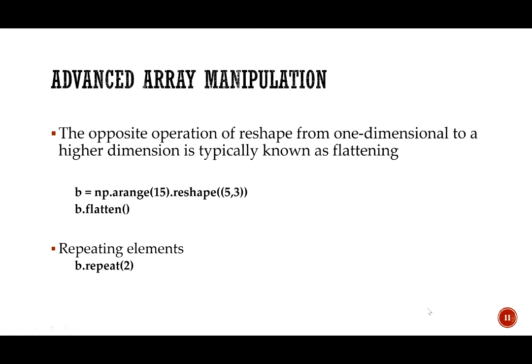Another useful method is flatten. The opposite operation of reshape from one-dimensional to a higher dimension is typically known as flattening. It means that it collapses all elements into one single array. So let's say we use the arange function with 15 elements, and then we reshape it. Now it becomes 5 rows and 3 columns, and then we apply flatten.